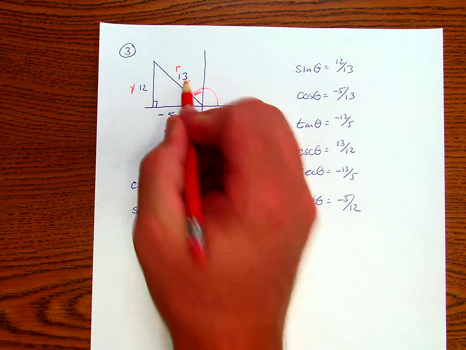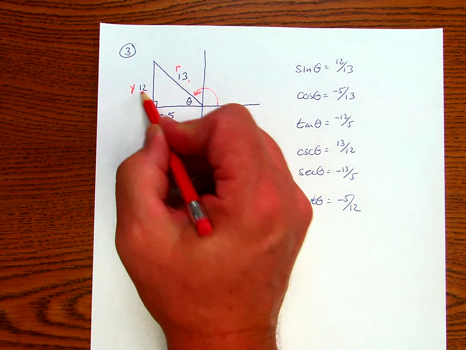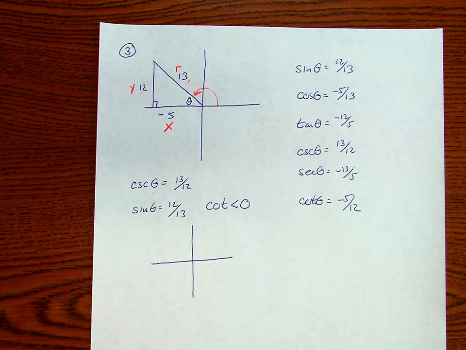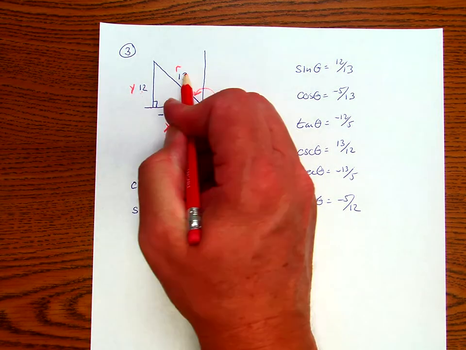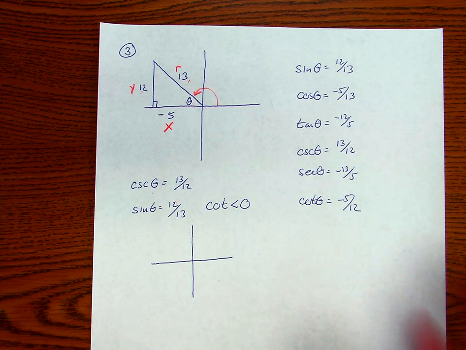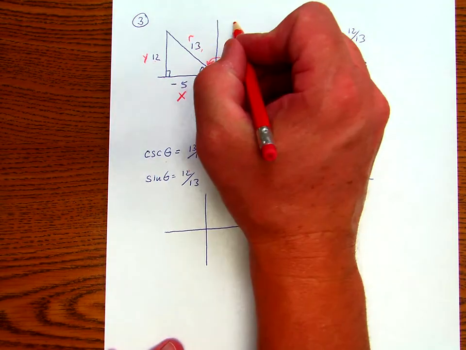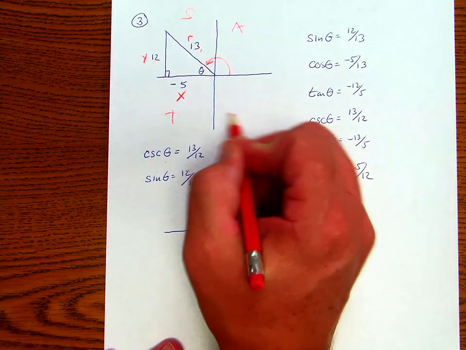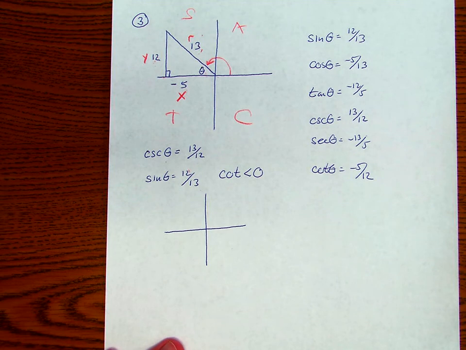X and y change signs depending on what quadrant we're in. R is always positive. Set up your fractions. Reduce, rationalize, whatever you need to do to clean them up. In this case, they're all good as is. So, if we are in the second quadrant, we expect sine and its reciprocal to be positive. All the rest of them are negative.